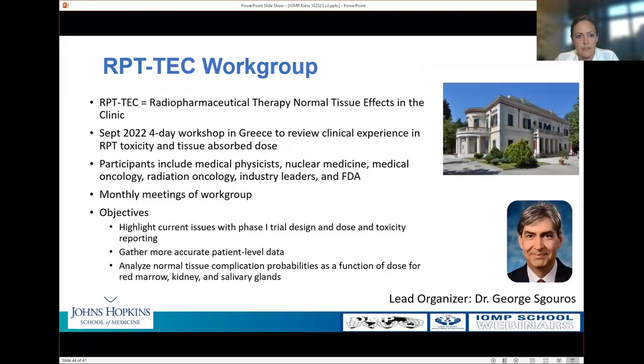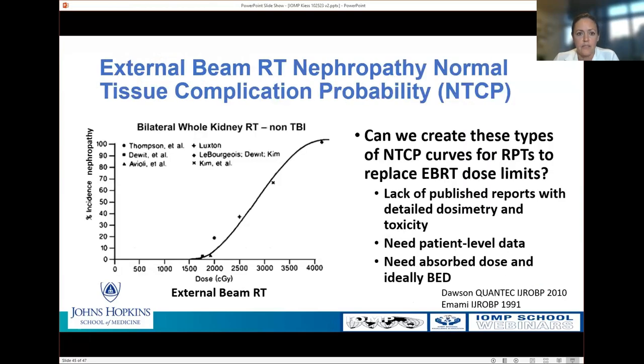We have a group led by Dr. Sgouros called Radiopharmaceutical Therapy Normal Tissue Effects in the Clinic that includes many medical physicists, as well as nuclear medicine physicians, medical oncologists, industry leaders, radiation oncologists, and FDA representatives. And we met last year for a 4-day workshop and continue with monthly meetings to highlight current issues with dose and toxicity reporting, phase one trial design, to gather more accurate patient level data, and to ultimately analyze normal tissue complication probabilities.